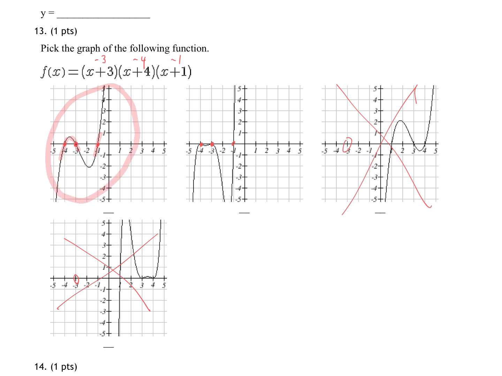But let's just verify. If we look at the other one, we can see that it's actually bouncing at -4 and it's bouncing at -3. So that would not be the correct behaviors. So that would be incorrect. So it's this first graph that we would choose.